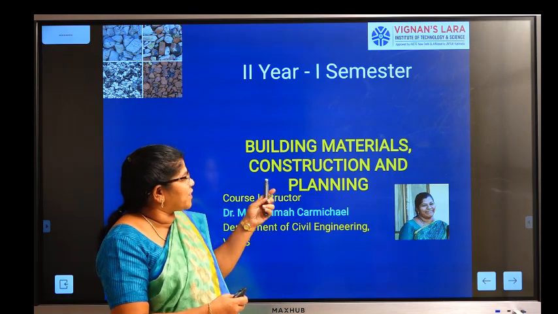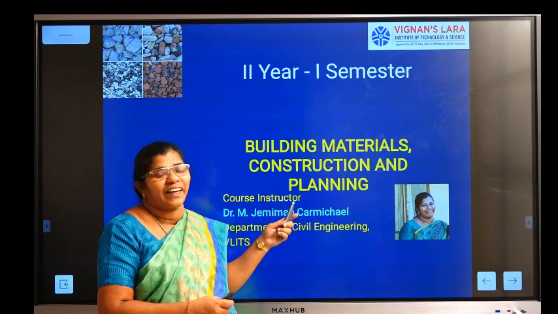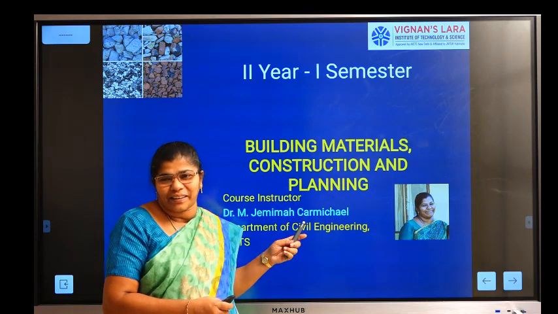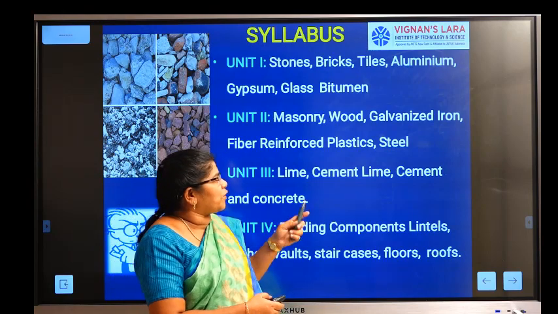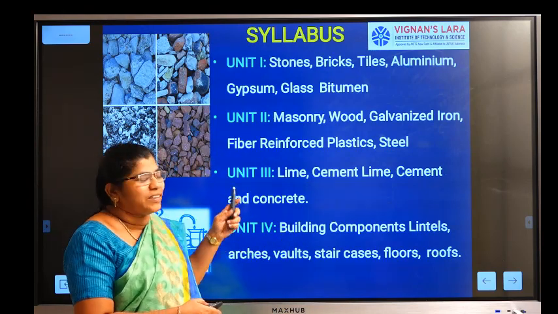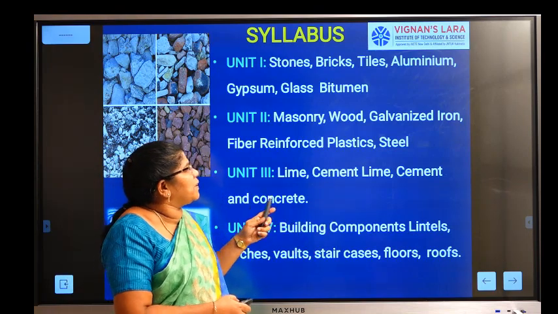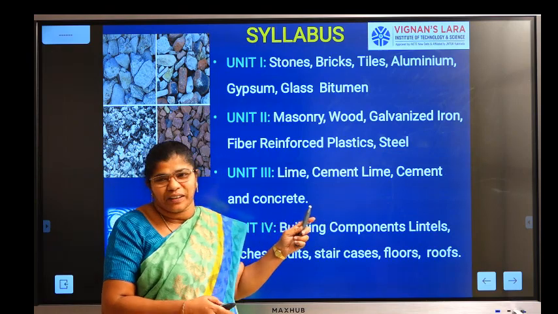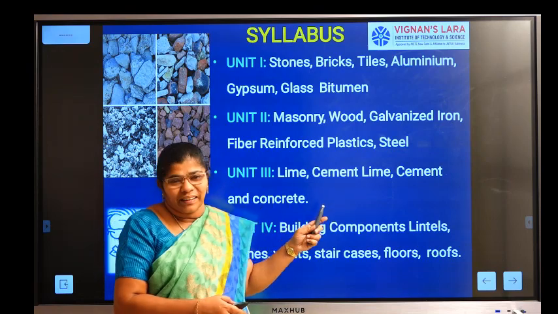So today I am going to start with the subject Building Materials, Construction and Planning. This is a very important subject from a civil engineering point of view. In the first unit, you are going to study stones, bricks, tiles, aluminium, gypsum and bitumen. In the second unit, you will be studying masonry, wood, galvanized iron. In the third unit, you will be dealing with mortar and concrete.